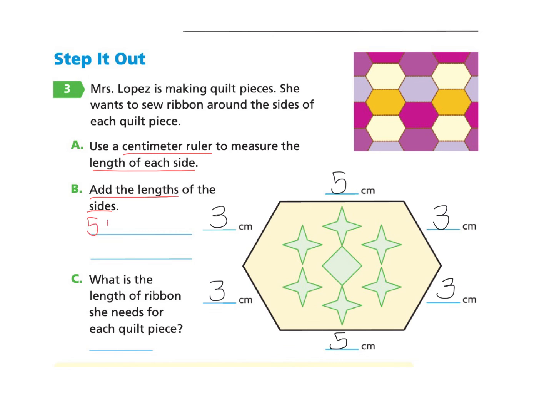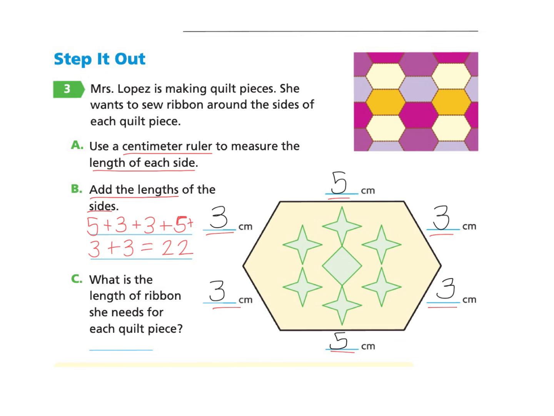I'm going to start at the top and go clockwise to make sure that I get all of the numbers. 5 plus 3 plus 3 plus 5 plus 3 plus 3. So I have a total of 6 numbers here. 5 plus 3 plus 3 plus 5 plus 3 plus 3. And again, you can pause now and add this on your own. And when you come back, you will find that the answer is 22.